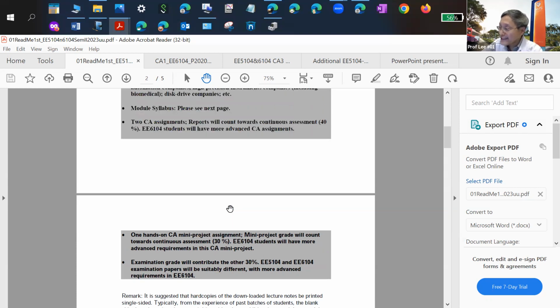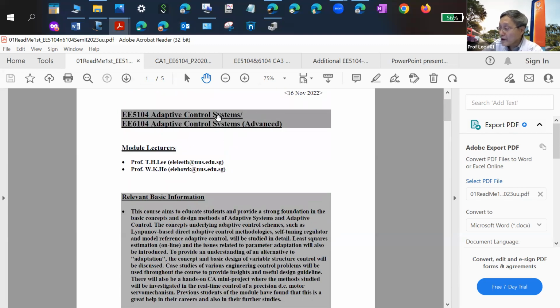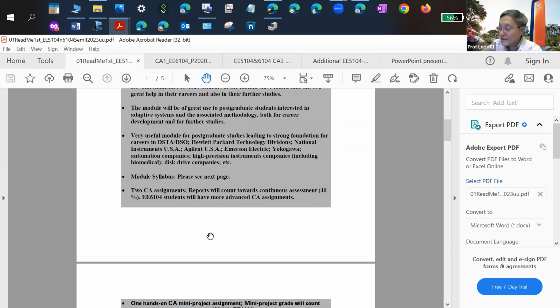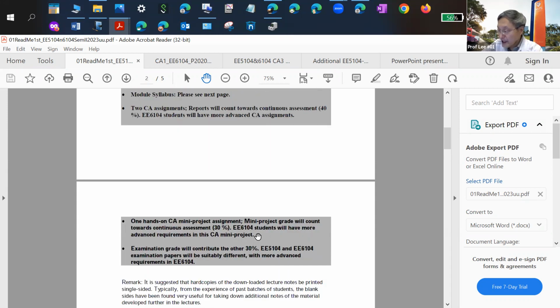All of you would already realize that in this class, you are 5104 students together with 6104 students. No need to be unduly worried, because we are very clear: 5104 is 5104, 6104 is 6104. In the material that I cover, there will be some more advanced parts specific to 6104 only, and when it comes to that part, I will mention it. We are very fair. In the CA assignments, 6104 students will have more advanced CA assignments, and the same goes for CA3. For the examination, there will be two different papers, a different exam for 5104 and for 6104. Of course, 6104 will be much more advanced.